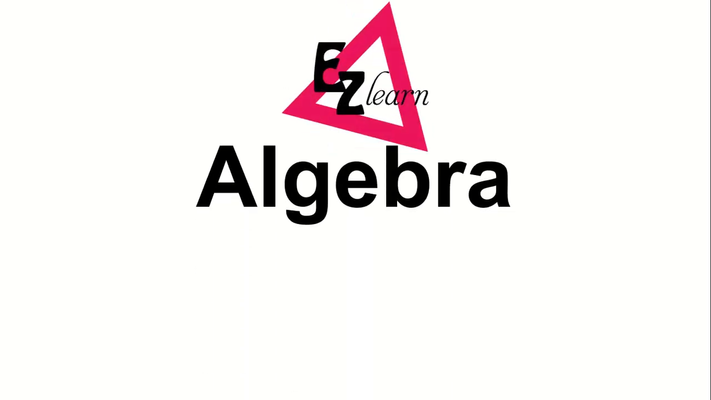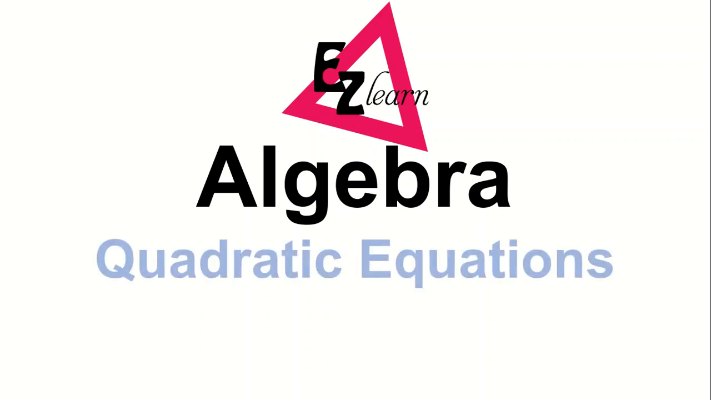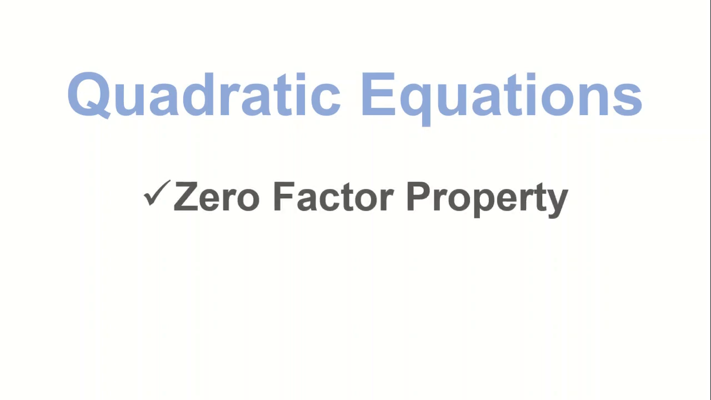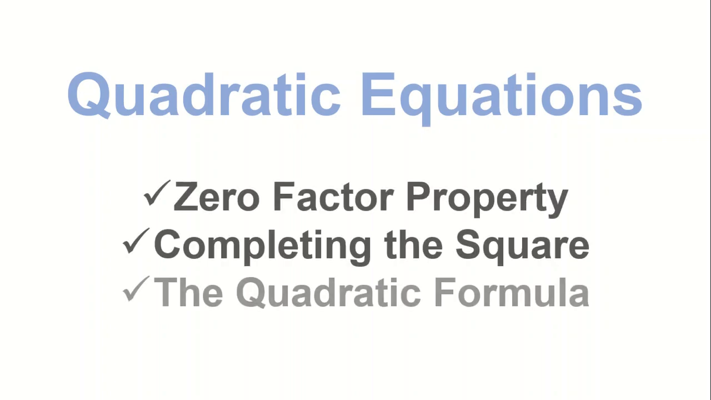Today's topic is algebra, within which we're going to be doing quadratic equations, and it's practice time today. To begin with, we've already discussed that quadratic equations can be solved using three methods, that is the zero factor property, completing the square, and the quadratic formula. I've already discussed all these three methods in my previous videos. You can check the links in the description below, go understand the concept, and then come back for solving.